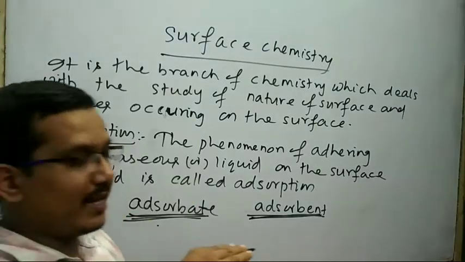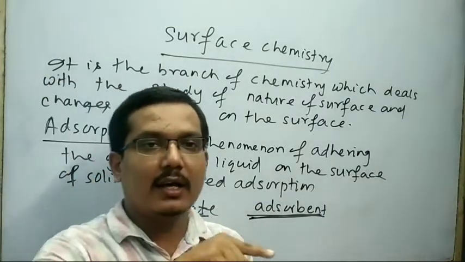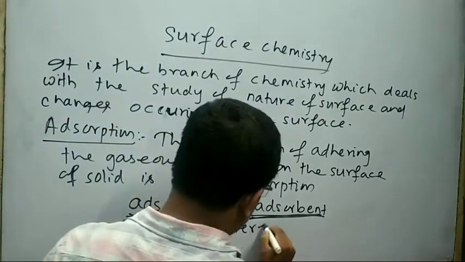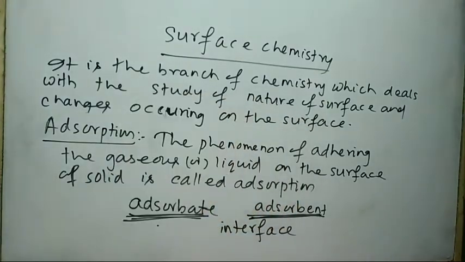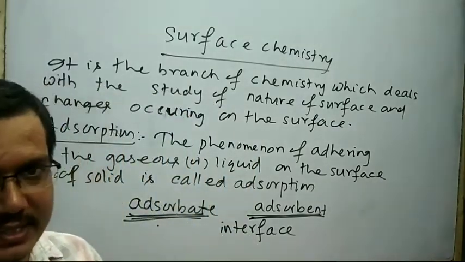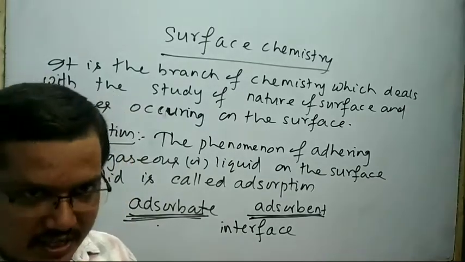The common surface between the color layer and the surface of the pen is called interface. That means interface is a common surface in between two phases at which the adsorbed molecules concentrate.